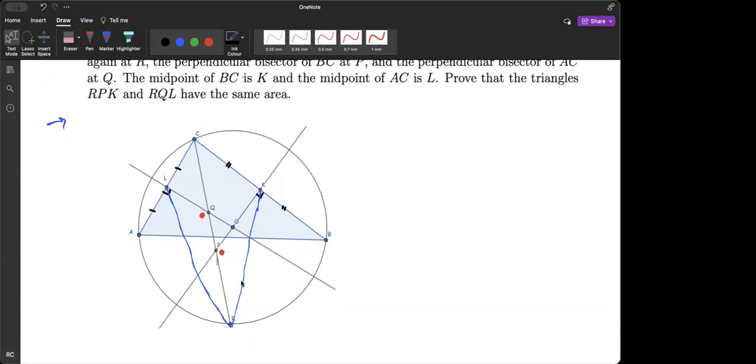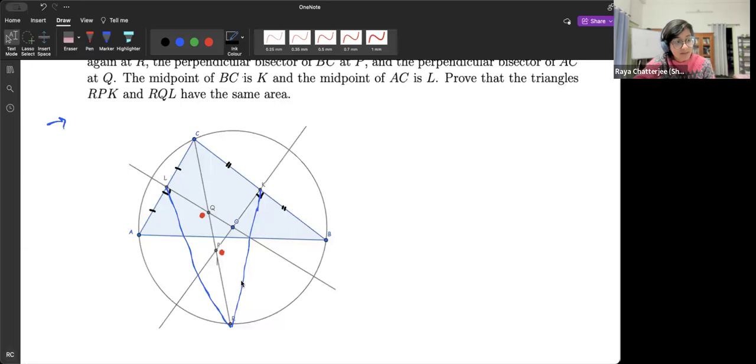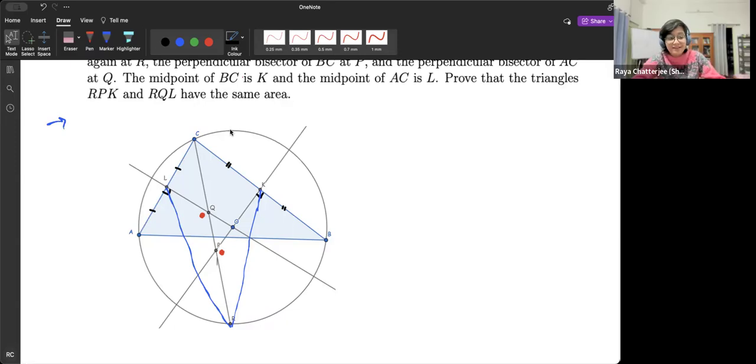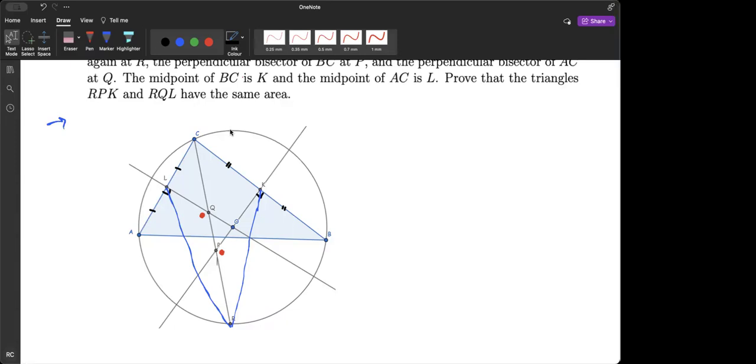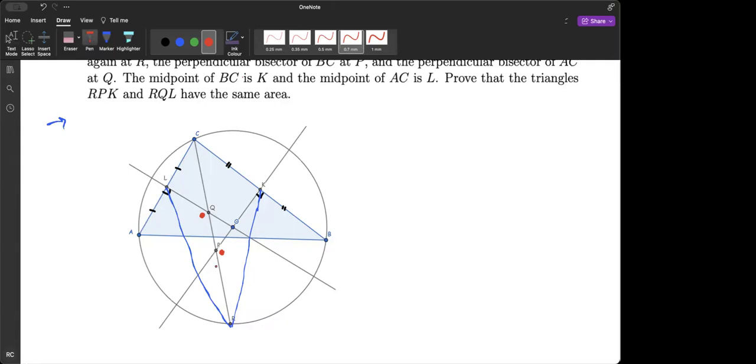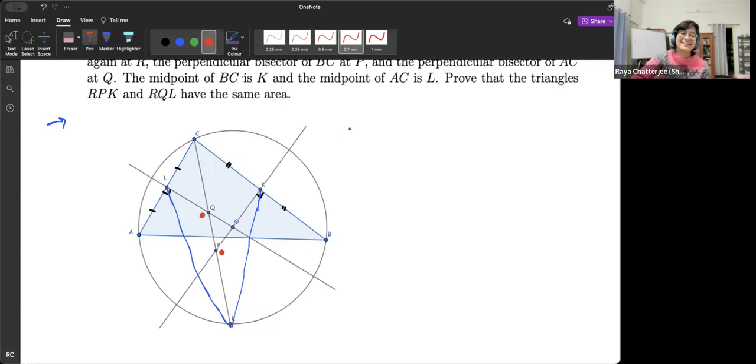I think RQL is 90 plus C by 2, and RPK is the same. So if we can prove the areas are the same, that means RQ times sine of that angle times QL equals RP times sine of the angle times PK, and the angles are the same, so we just need to prove the product. Okay, perfect.